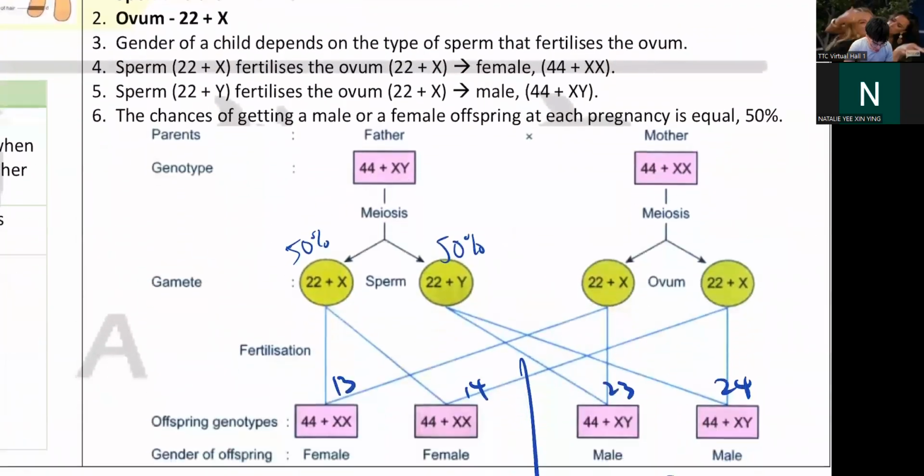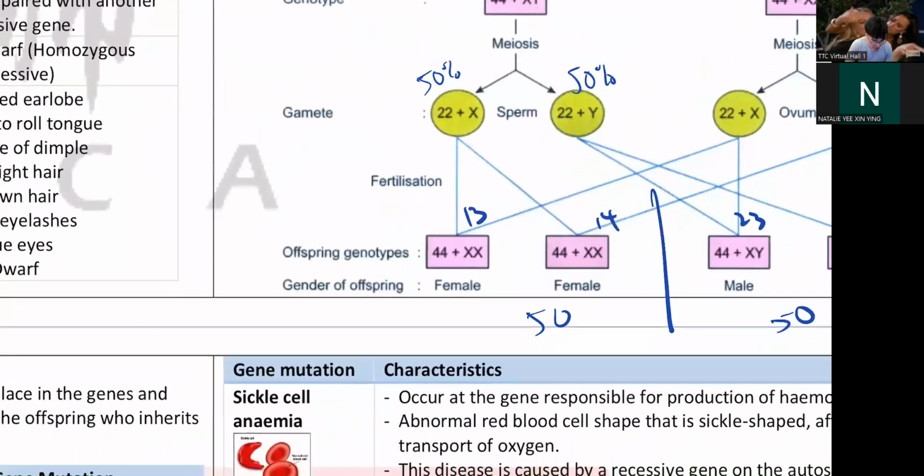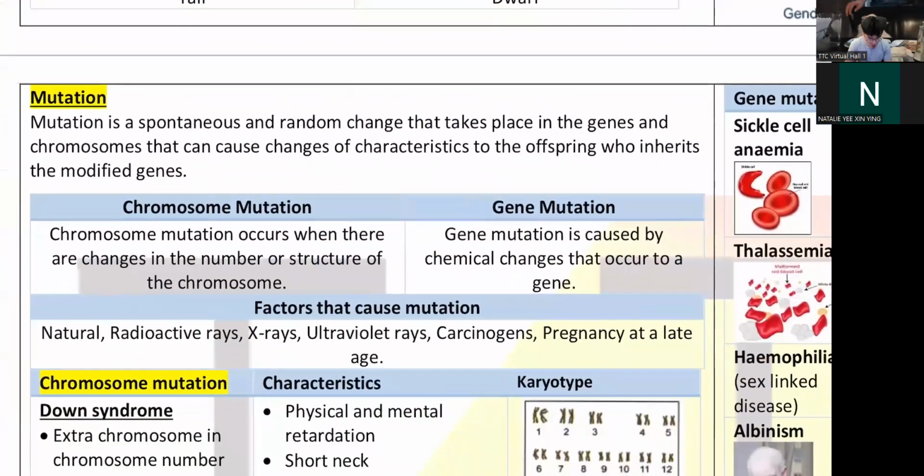Okay, so this is how you get male and female. Remember how to draw this. 1, 3, 1, 4, 2, 3, 2, 4. Very important. Okay, so next, let's look at mutation.